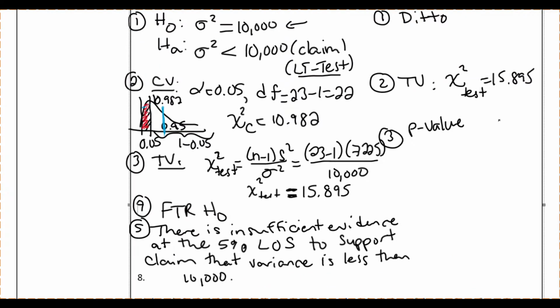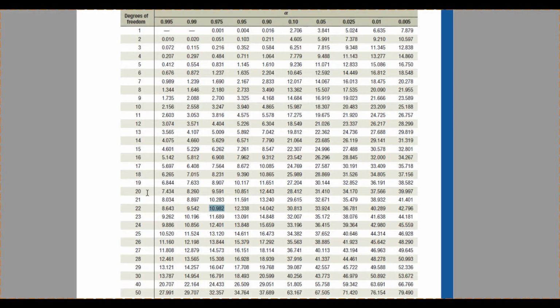In order to find the p-value, recall that since we're doing a left-tailed test, we look up the values from the table and subtract those values from 1 to get the p-value. So we're going to get as close to 15.895 as possible with a degree of freedom of 22, and then get our values.